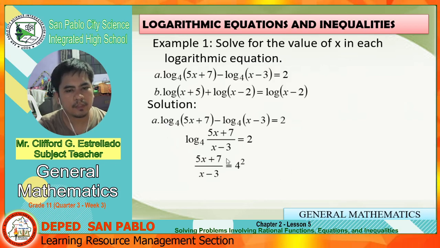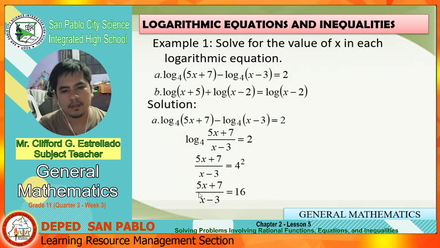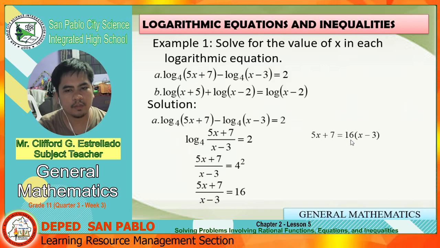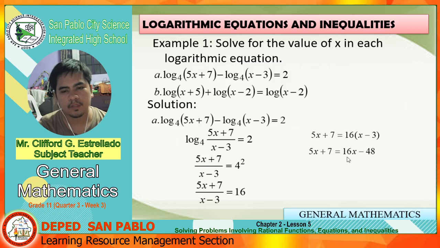We have 5x plus 7 over x minus 3 is equal to 4 squared. So, changing logarithmic to exponential form. Okay? Next. It is equal to 16. Okay? 4 squared is equal to 16. And then, applying cross multiplication, we have 5x plus 7 is equal to 16 times the quantity of x minus 3, which is equal to 16x minus 48.